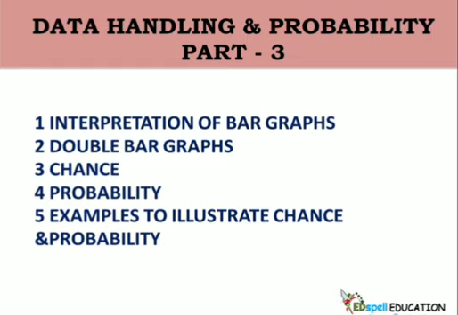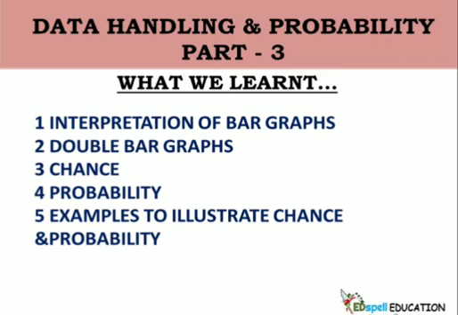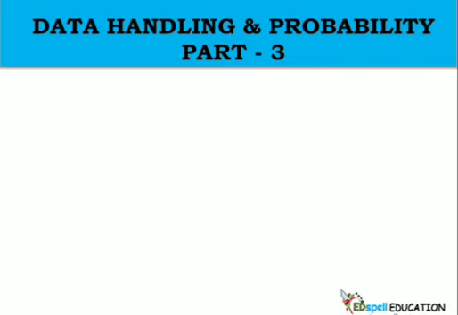A small recap of what we learned: interpretation of bar graphs and double bar graphs. We also learnt about chance and probability. We have gone through a few examples to illustrate the same. So we have come to the end of the chapter. Hope you are thorough with the concepts of what all we learnt. See you in the next chapter.